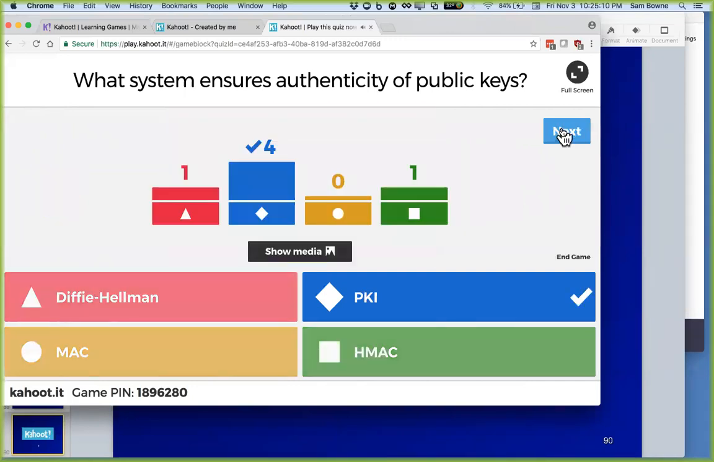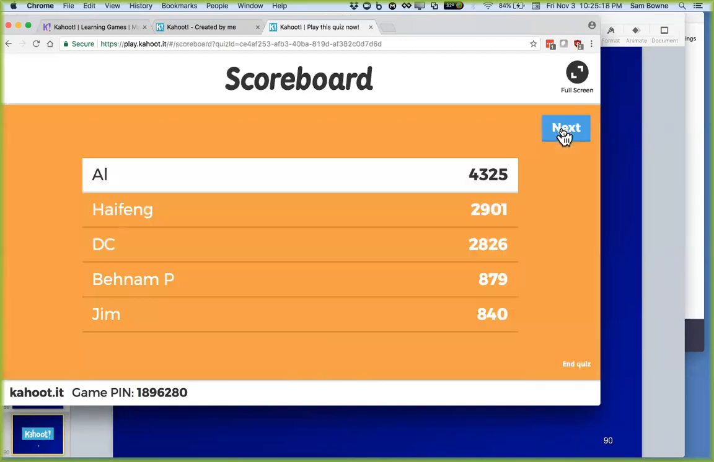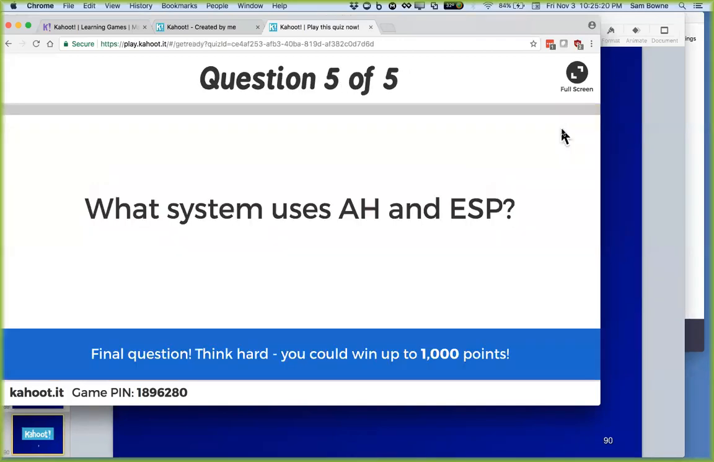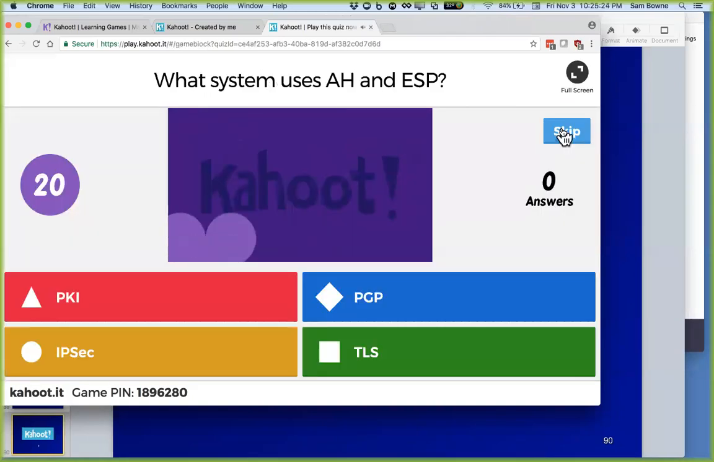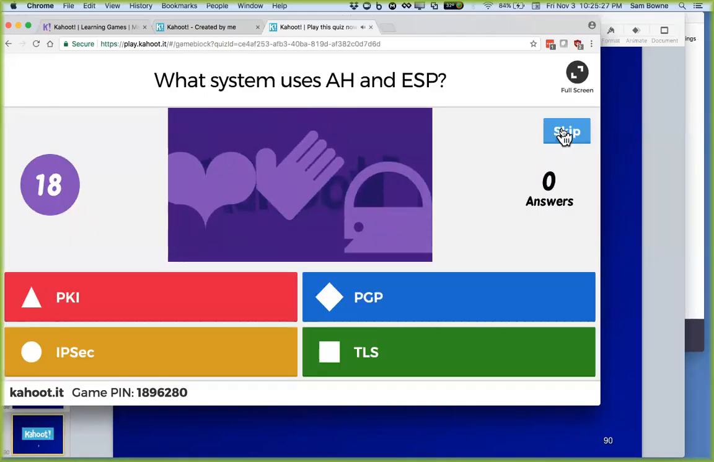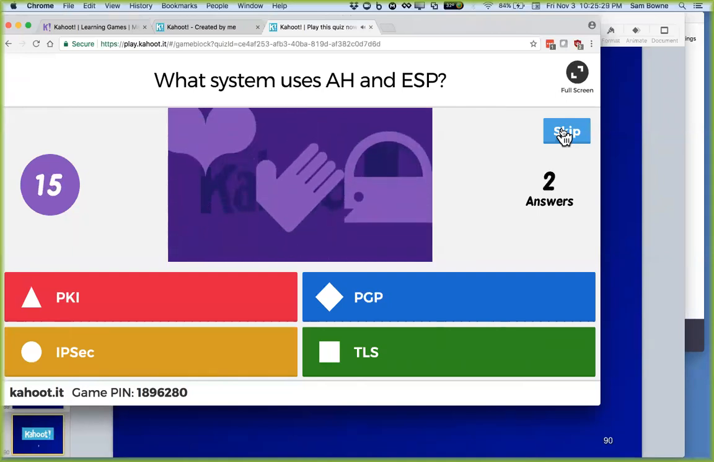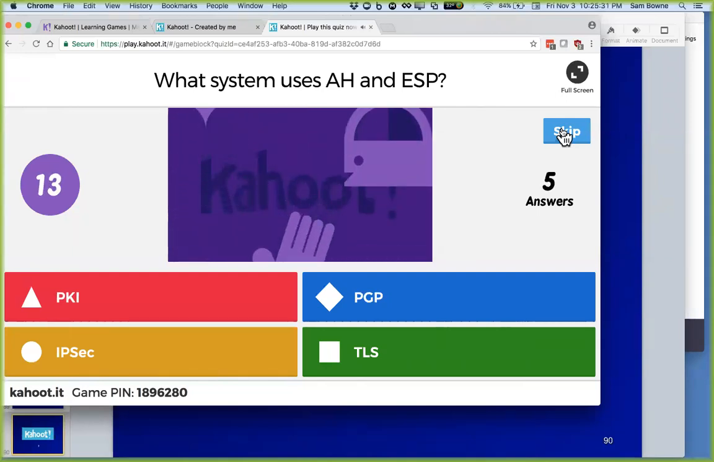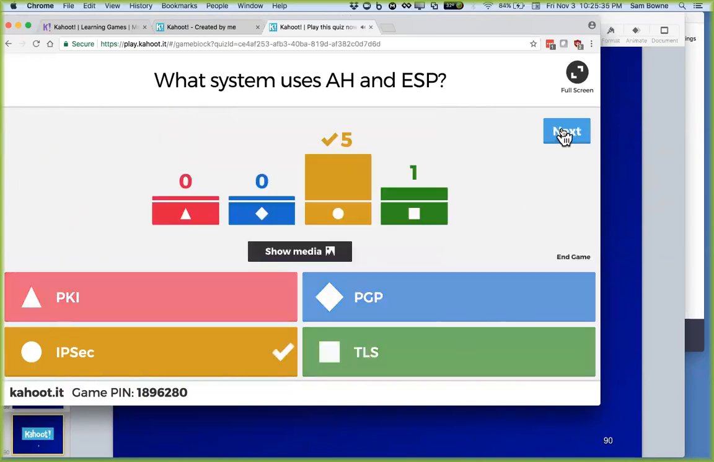Okay, that's the public key infrastructure, that structure of certificate authorities and so on that sign things and verify them and give you a high degree of confidence that you know who you're actually talking to. All right, what system uses AH and ESP? All right, that's IPsec.